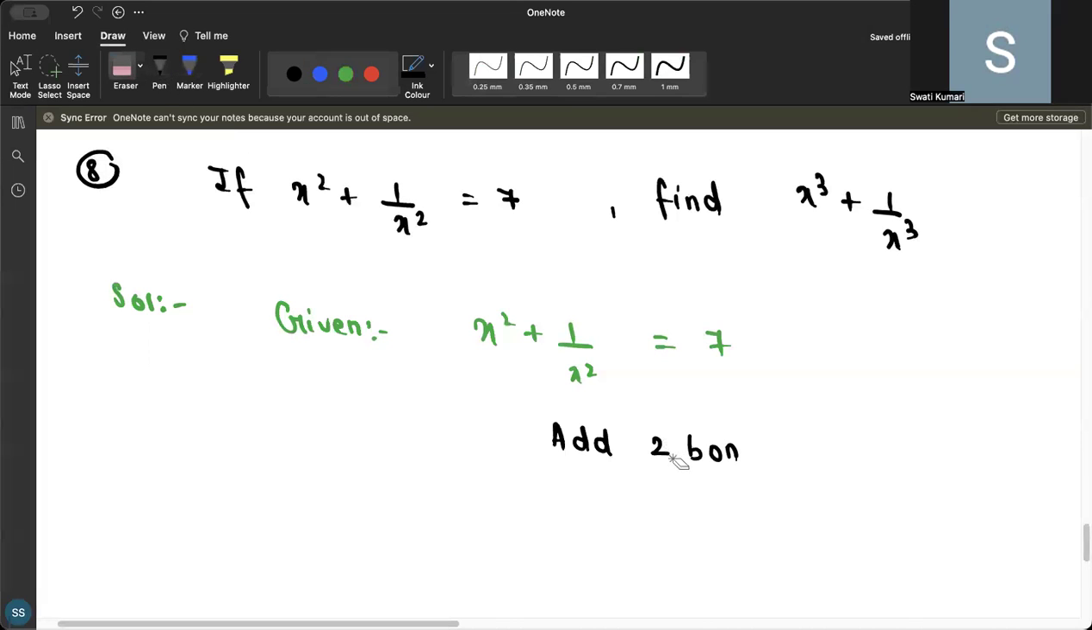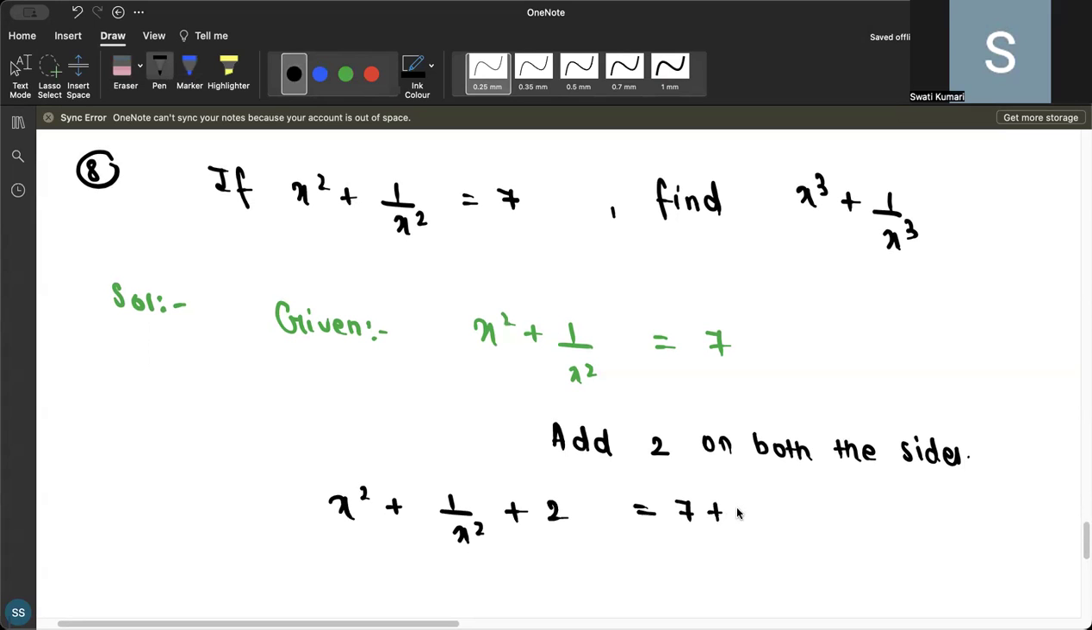I'm so sorry, add 2 on both the sides. Now, if we add 2 on both the sides here, we are going to get one formula. You will see which formula. So x squared plus 1 by x squared plus 2 equals 7 plus 2.